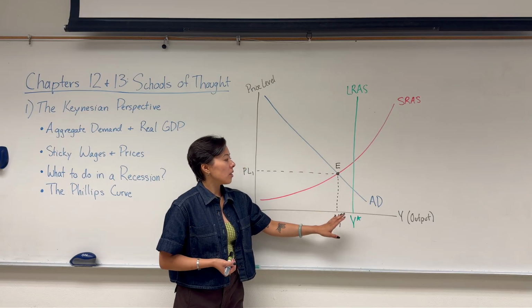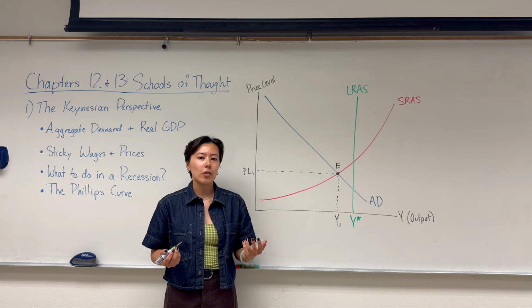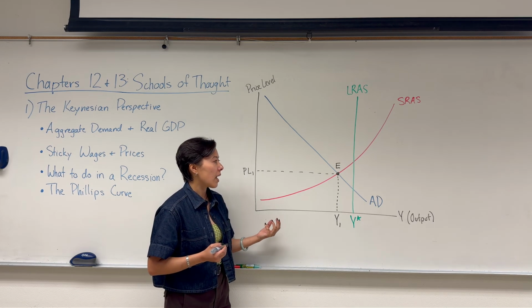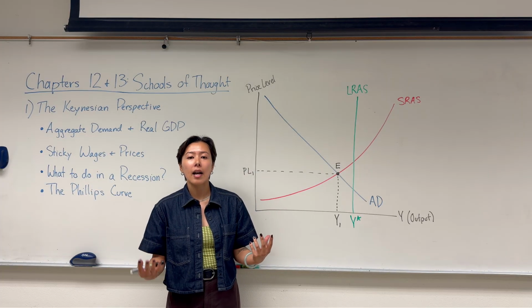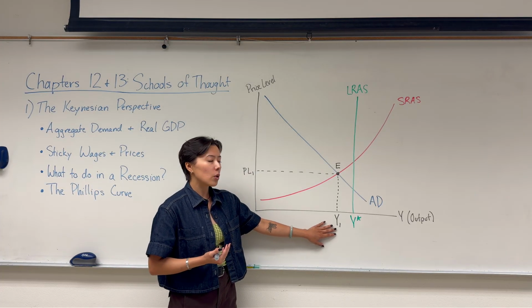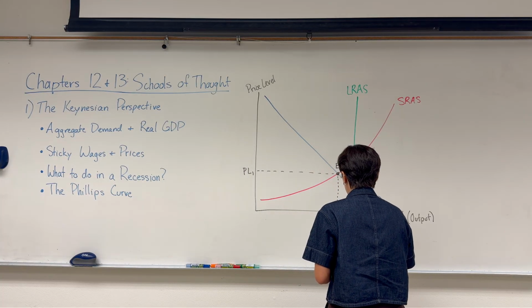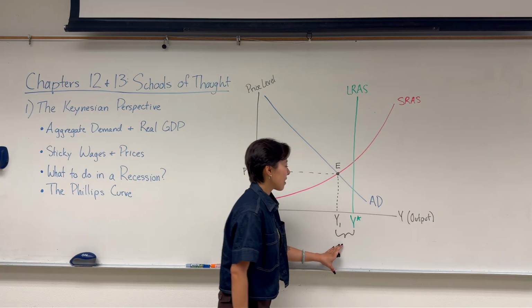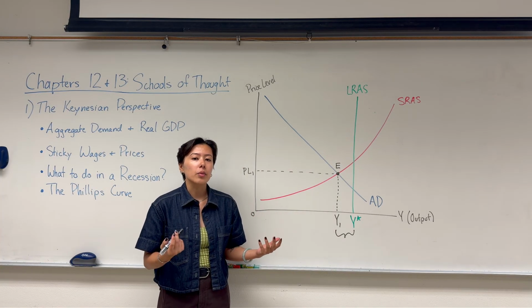So in this model, my short-run equilibrium is happening at this point E, where my aggregate demand curve intersects my short-run aggregate supply curve. And the short-run equilibrium is always telling me my actual level of output, or my level of real GDP. And what we see here is that right now, my actual level of output is less than my potential level of output. We call this a recessionary gap.